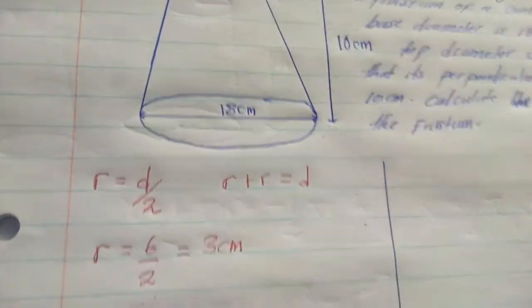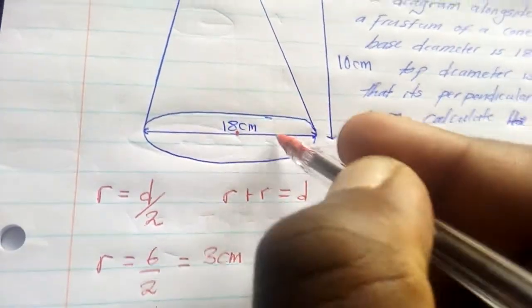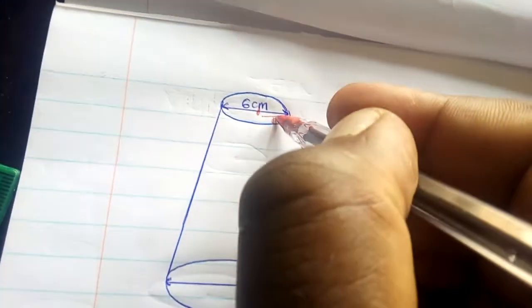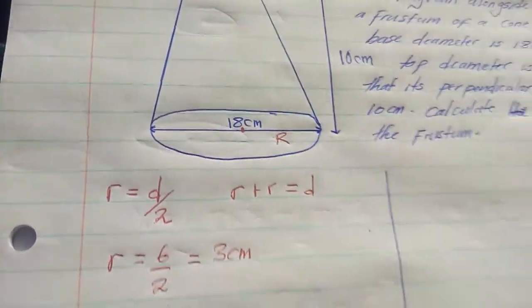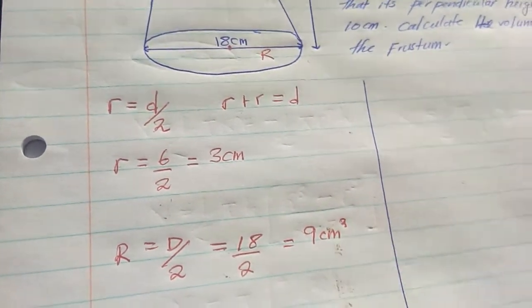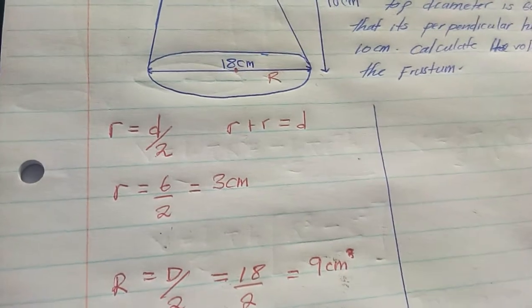Because radius is from the center here to the other part. This is the radius there, and from this center to this particular point, that is the radius there. So if that is the case, this will give us 9 centimeters as the radius of the base. Do not put this cube there.